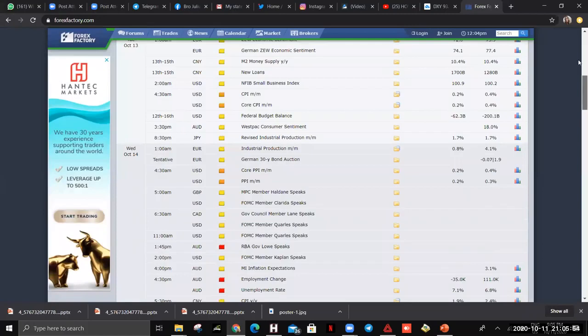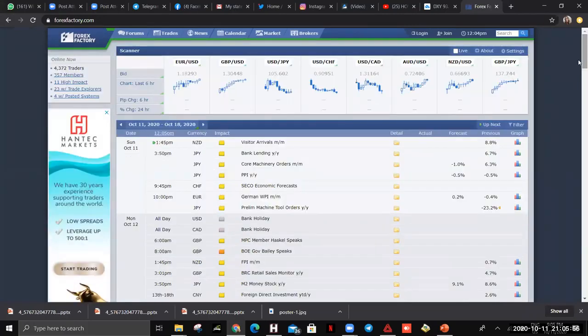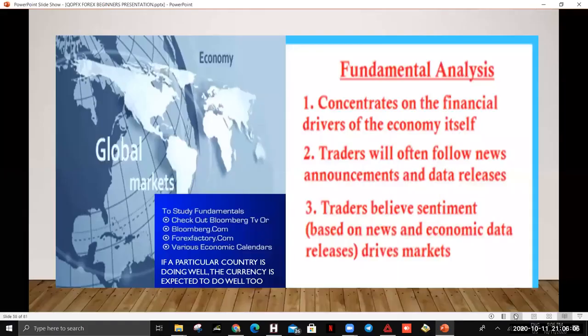So this is what you do as a trader. In the morning, before you pick up your trade, you say, I want to trade, go to Forex Factory and check what is actually happening. That can help you when you're making decisions in the trading market.